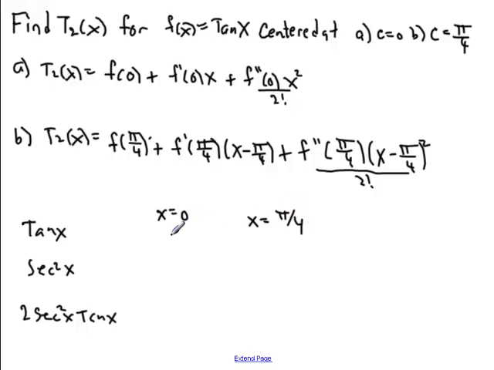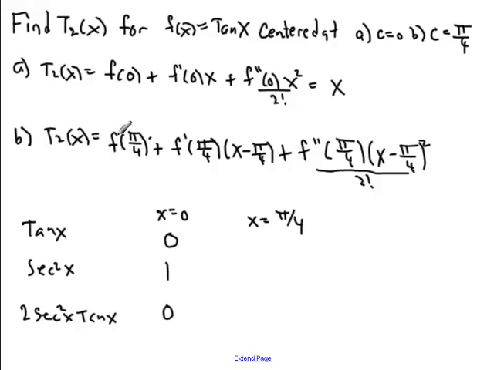So at x equals 0, the tangent of 0 is 0. The secant, being the reciprocal of cosine of 0, is 1. 1 squared, 1. And again, here we're going to end up with 2 times 1 times 0, which is 0. So our answer for part A anyways is 0 plus 1x plus 0x squared over 2 factorial. So t2 of x is just plain old everyday x.